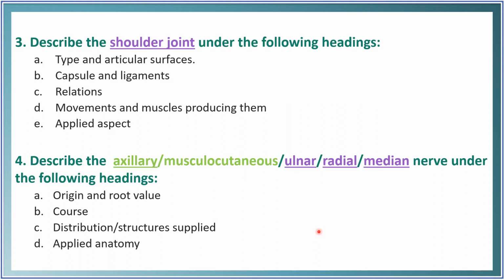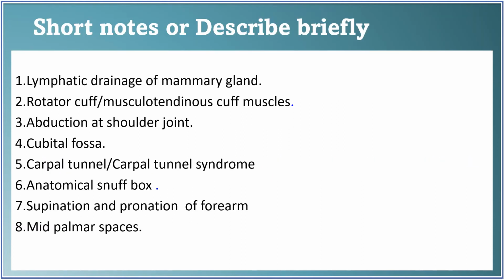Motor loss, what will be the motor loss, what will be the sensory loss, and what will be the position of either the upper limb or the hand or whatever it is. So that should be mentioned in the applied anatomy. Now we come to enumerations, the short notes. I have mentioned here 16 topics from upper limb for short notes.